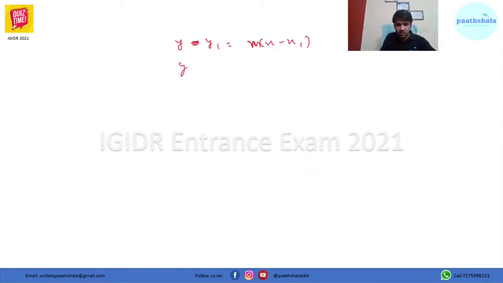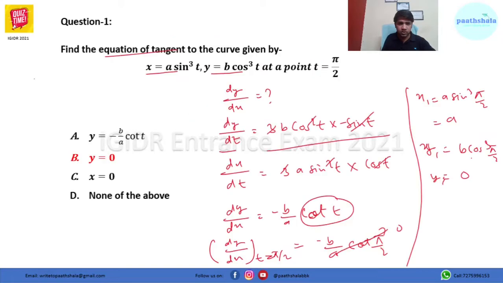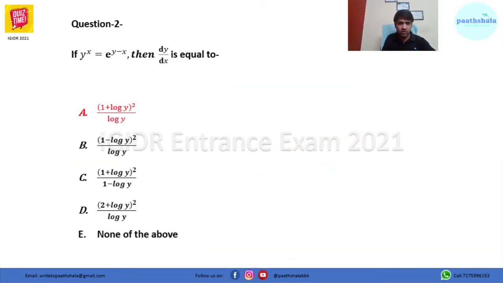As we know that the slope is 0, irrespective of the value of x1, this component will become 0, and y1 has come out 0, so the final answer is y equals 0. So according to this, option b is the right one. Okay, let's move to the next question. That is question number 2.